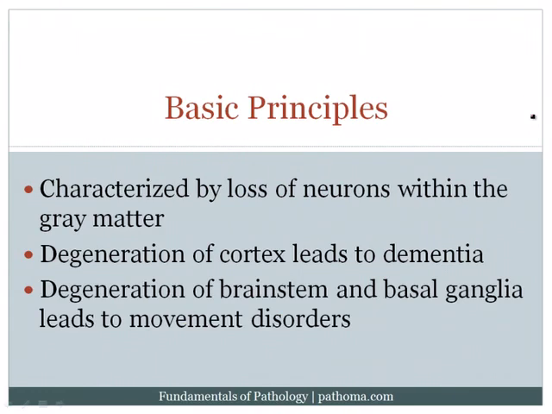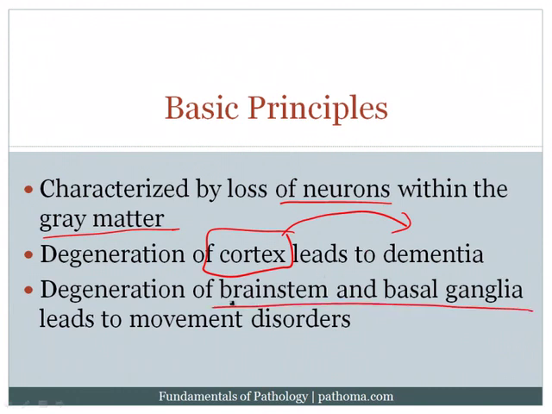So I say that degenerative disorders are characterized by the loss of neurons, and of course, that's going to be within the gray matter. And you can lose neurons within the cortex, and when you lose neurons within the gray matter of the cortex, that's going to result in dementia. Or you can lose neurons within the brainstem and the basal ganglia. But really, the key idea here is the basal ganglia. And when you lose these neurons, that's going to result in movement disorders.